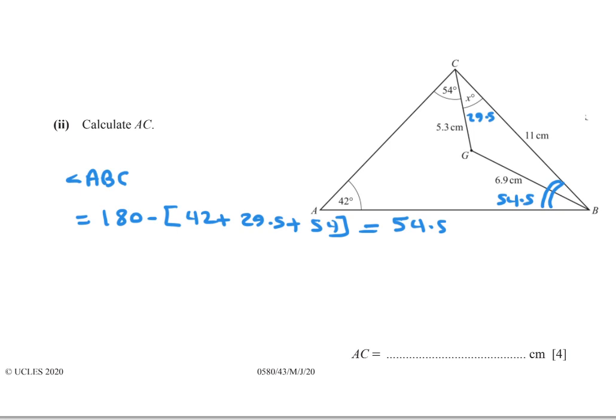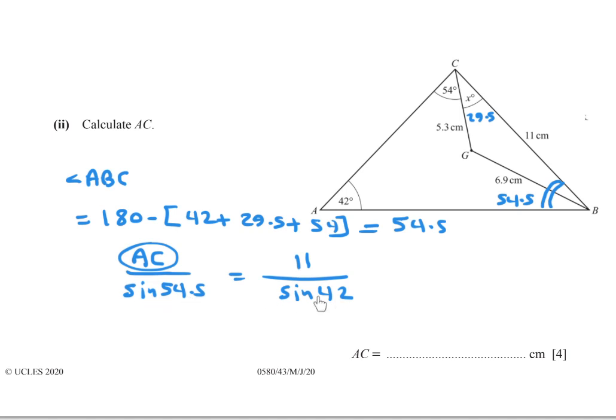Now we can use the sine rule. AC over sine 54.5 equals 11 over sine 42. Then cross multiply to find AC. AC equals 11 sine 54.5 divided by sine 42 equals 13.4 to 1 decimal place.